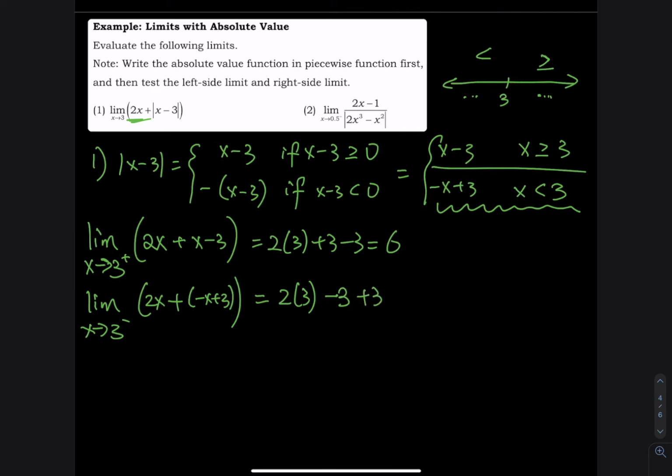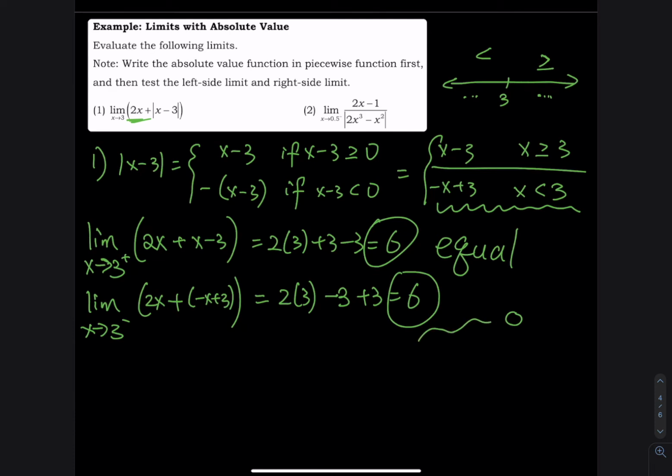And then plus 3, so that is equal to 6. Since they are equal, the left limit and the right limit are equal, what does that mean? You have a point, and you are not sure what is going to happen here. Is this a solid circle or an empty circle? You don't know. And then you check the limit.